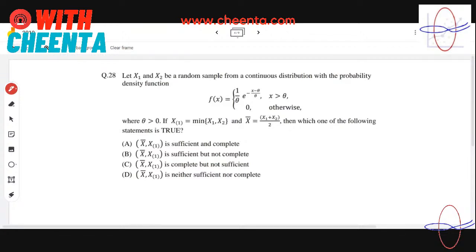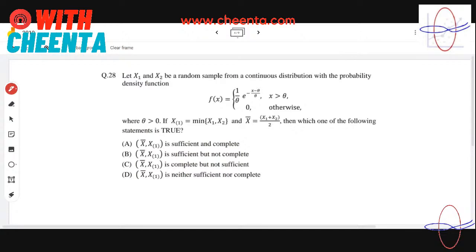Okay, so if X1 is the minimum of X1 comma X2 and X bar is equal to (X1 plus X2) by 2, which of the following is true? Okay, so how do you find this? How do you do this problem? Tell me.